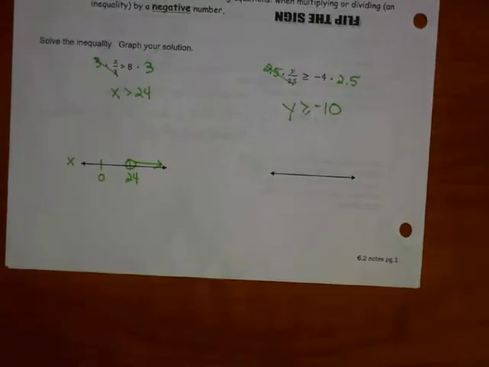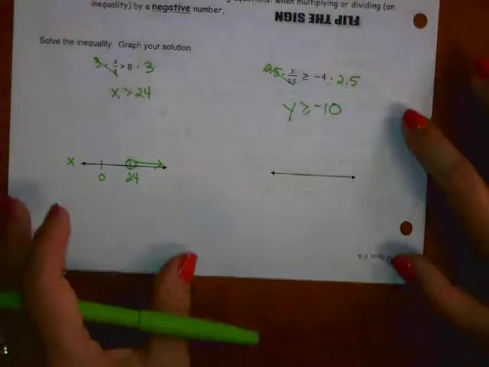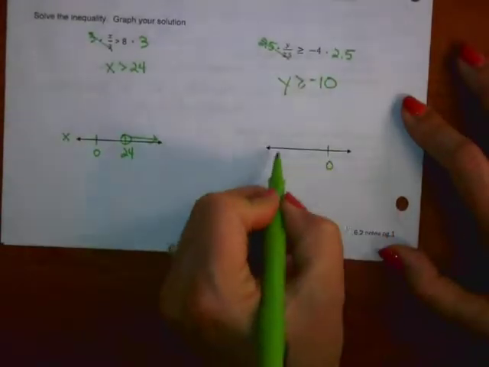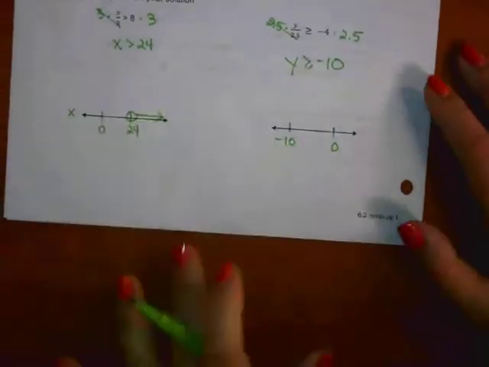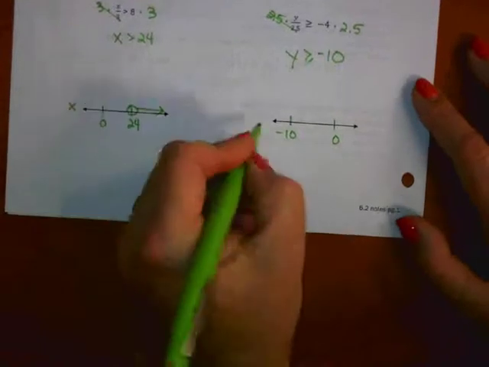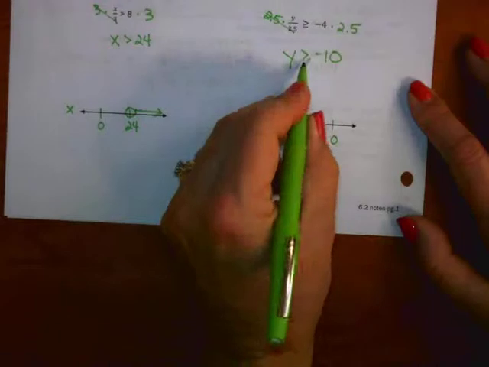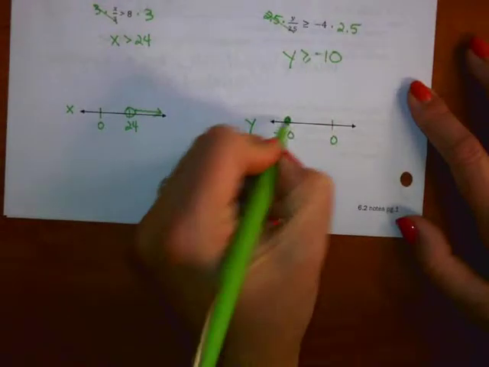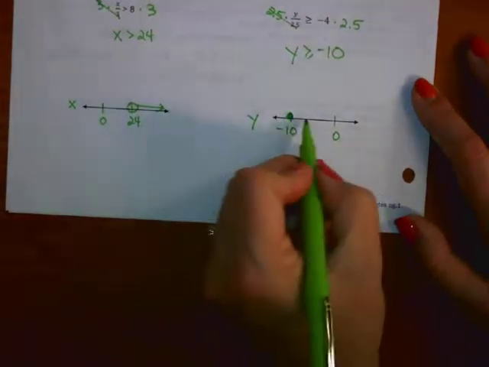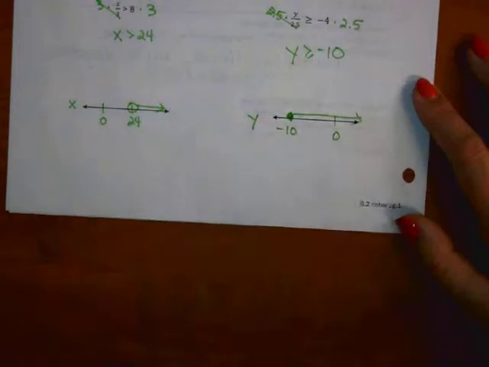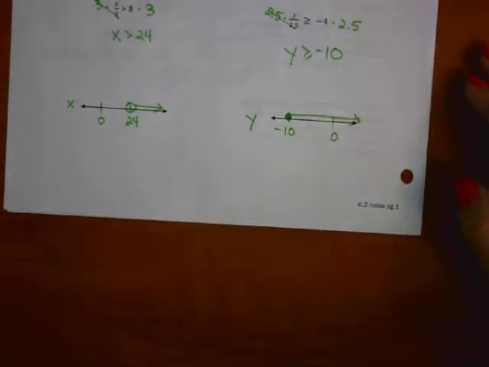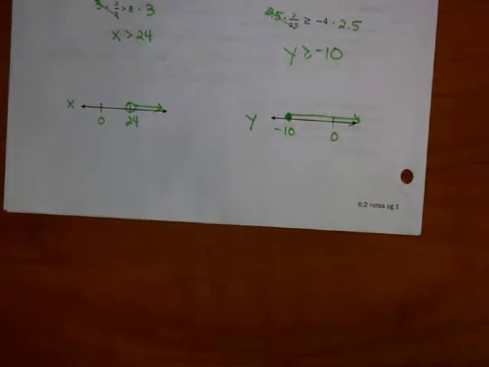So my answer here is y is greater than or equal to negative 10. So I'm going to put a 0. I'm going to put a negative 10. Solid dot or open circle? Closed, because of the line underneath. And it's everything greater than, which is this way. Again, if you look at the number line, all the numbers going to the right are bigger. So if you're not sure which direction to put it, okay? All right, flip it over.